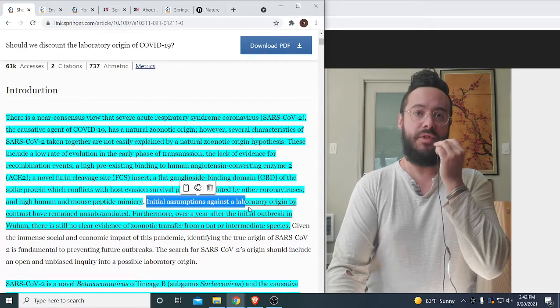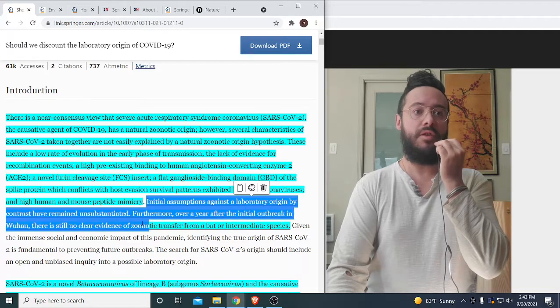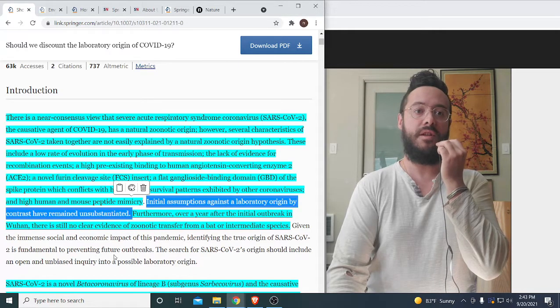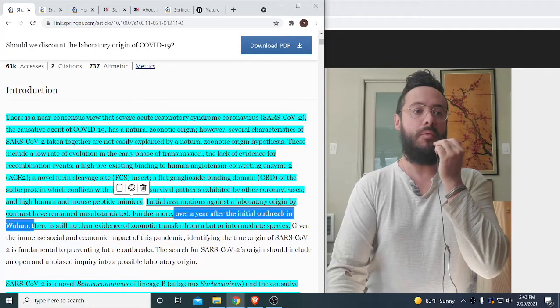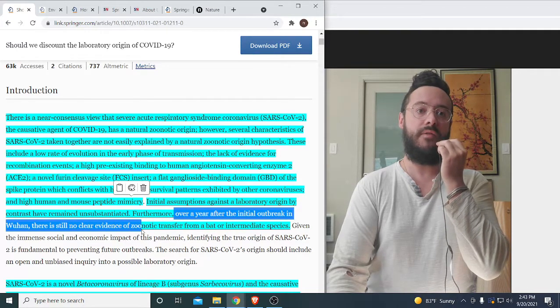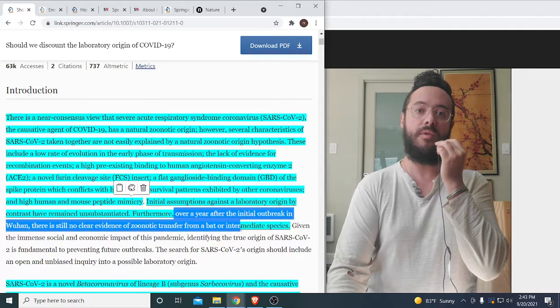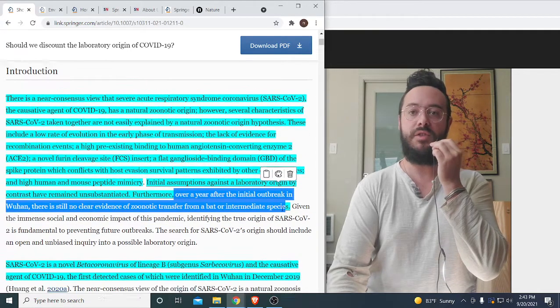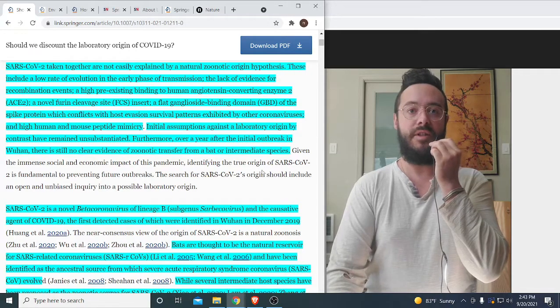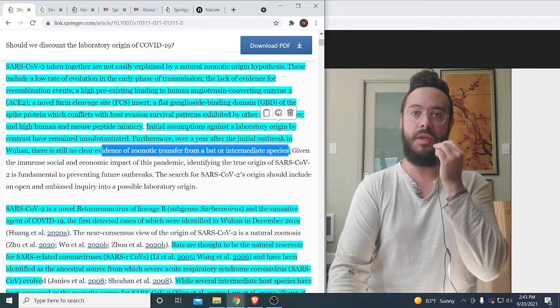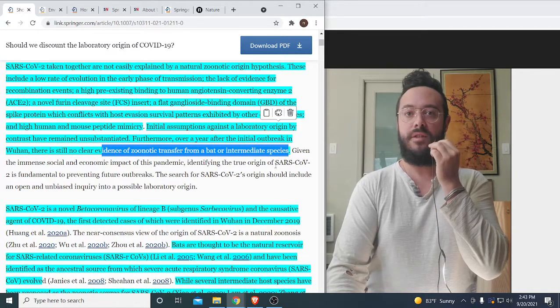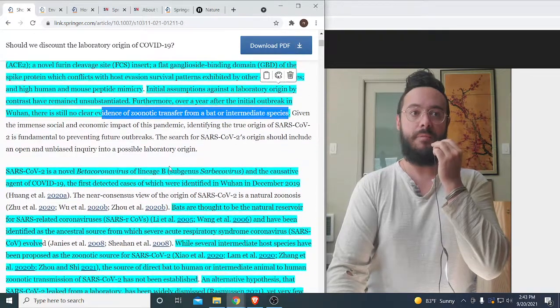Initial assumptions against a laboratory origin, by contrast, have remained unsubstantiated. Furthermore, over a year after the initial outbreak in Wuhan, there is still no clear evidence of zoonotic transfer from a bat or intermediate species. On the TV, they make it seem nice and cut and dry, that it's all Trump propaganda, but that's not the case. There are legitimate reasons why we should be looking into this as a people.